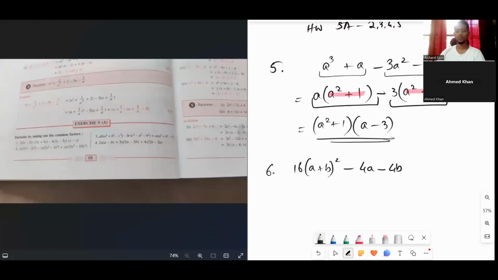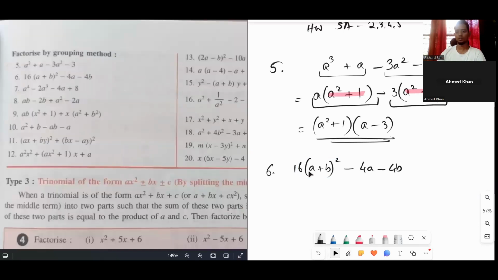But in this question here, there's only one set of bracket. There's no bracket here. What do we do? We could have multiplied, but here there's a square, so we can't just multiply it. If there was no square, we could have multiplied. Okay, make one more bracket.